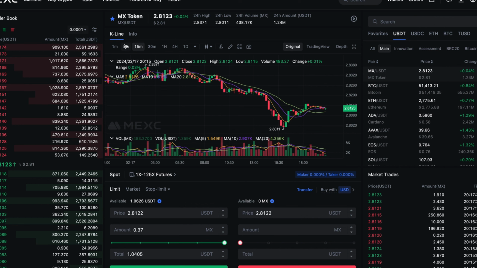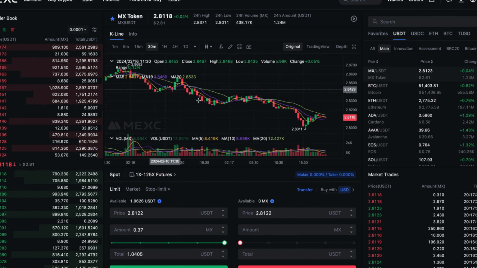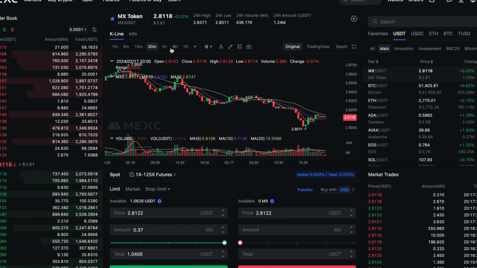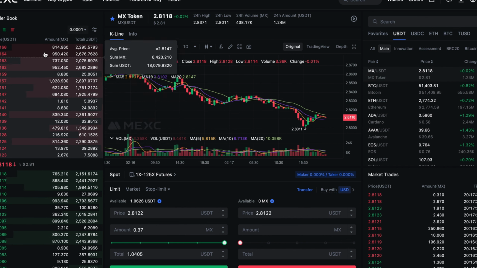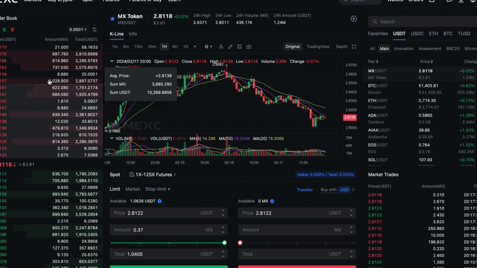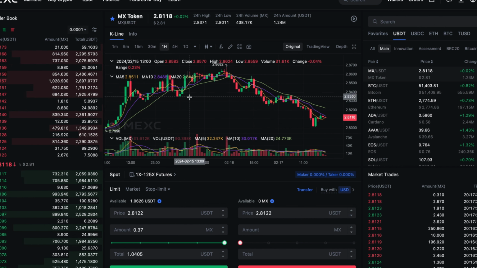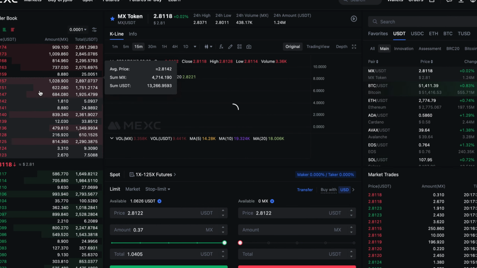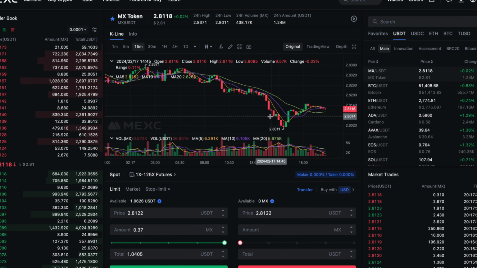You can also see the time frame here. You can change the time frame to whatever you want. If you want 30 minutes, you can change that to 30 minutes. Once you change the time frame, the order book is also going to change. That's something you need to note. If I change it, you notice the order book changes. So that's how it works. Order books change based on the price currently here.